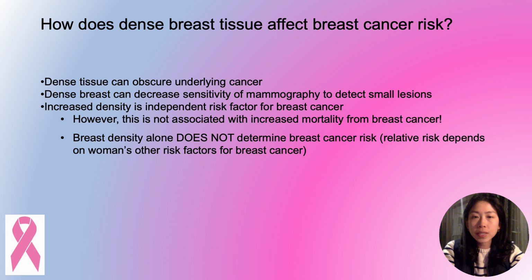So how does dense breast tissue affect breast cancer risk? Dense tissue can obscure underlying cancer, and it can decrease the sensitivity of mammograms to be able to detect small lesions. Increased density is an independent risk factor for breast cancer. However, this is not associated with increased mortality from breast cancer. Breast density alone does not determine breast cancer risk, and we calculate a relative risk depending on women's other risk factors for breast cancer, which we'll talk about later.